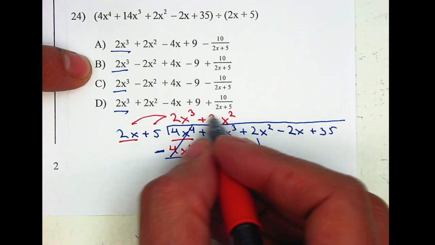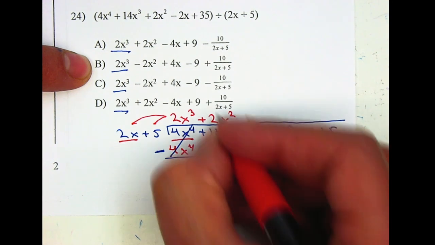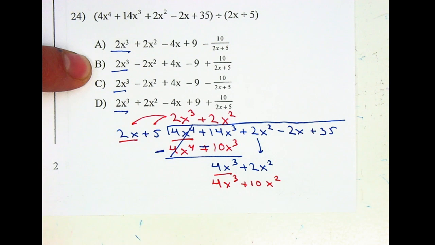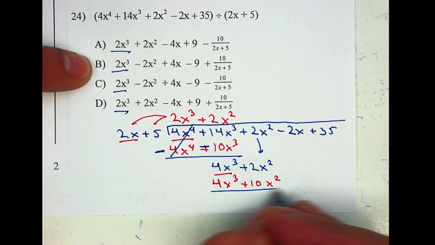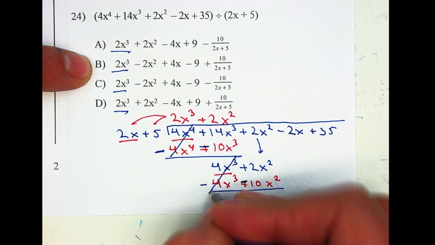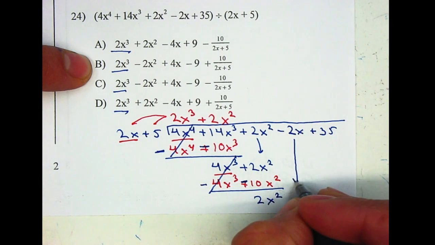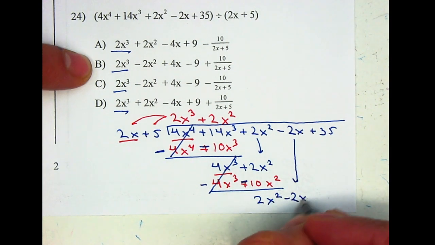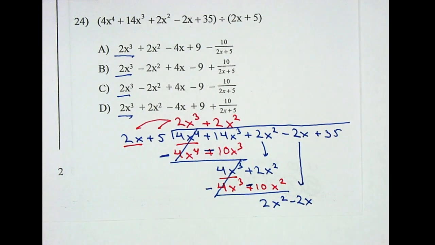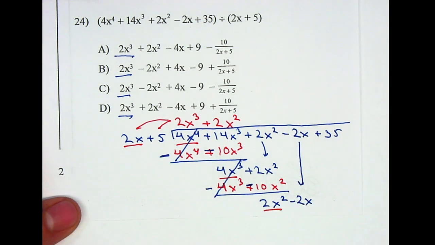Then we're going to do the same thing. We're going to multiply by both of them. Gives me 4x to the third. 2x squared times 5 gives me positive 10x squared. And we are going to subtract. That becomes a negative. That becomes the opposite. Cancels. So it gives me negative 8x squared. And we're going to bring down the next number, minus 2x. And we'll continue with the same process.